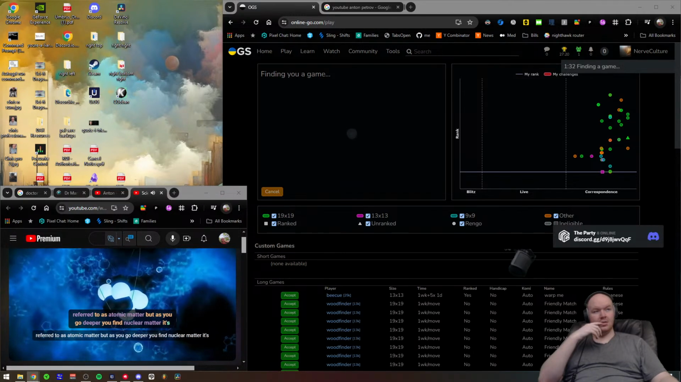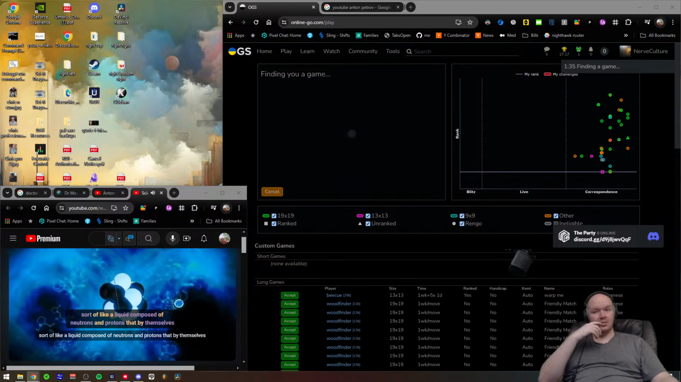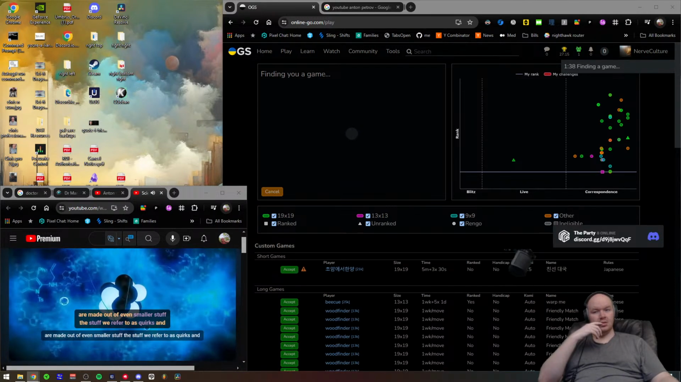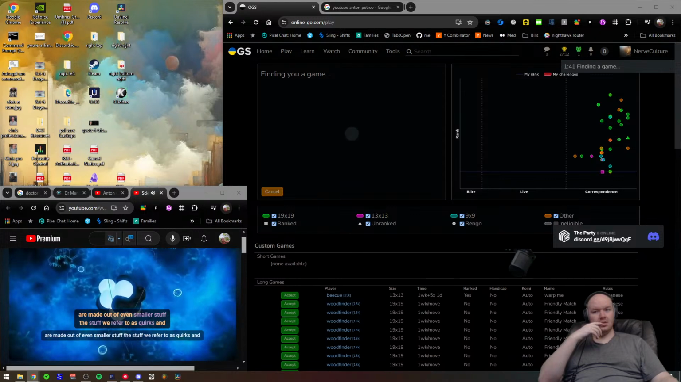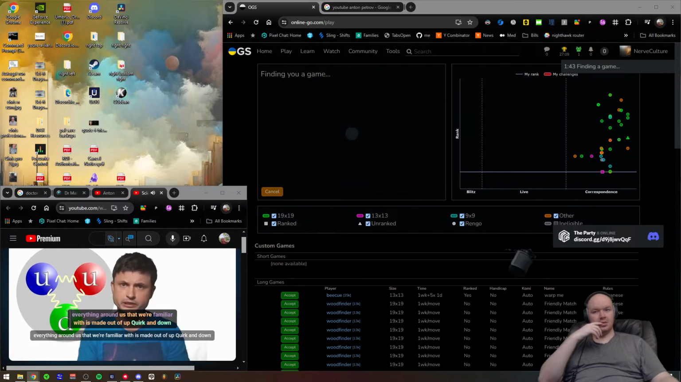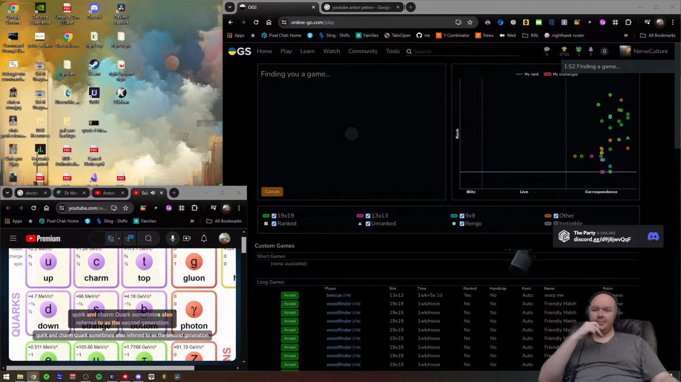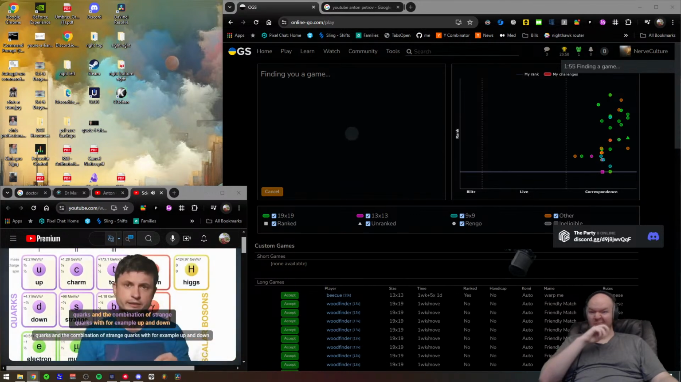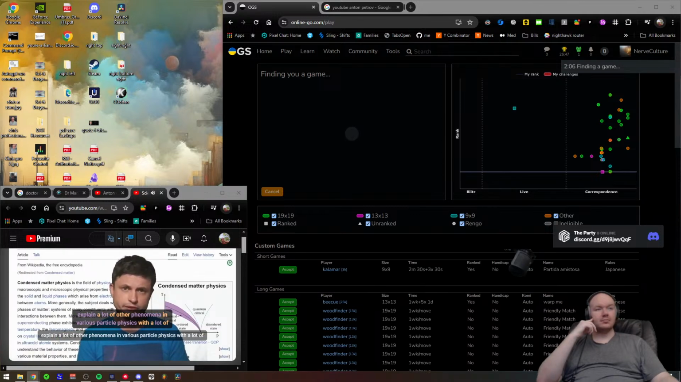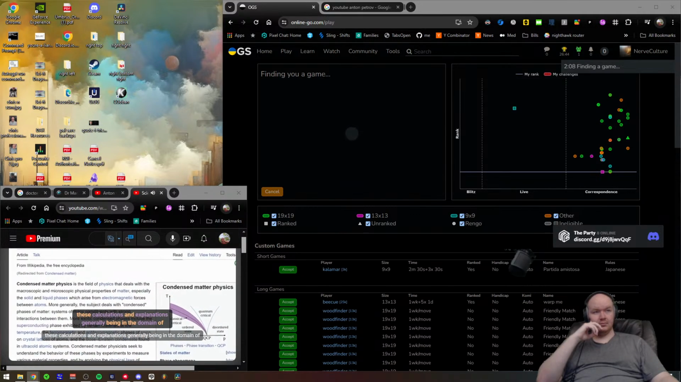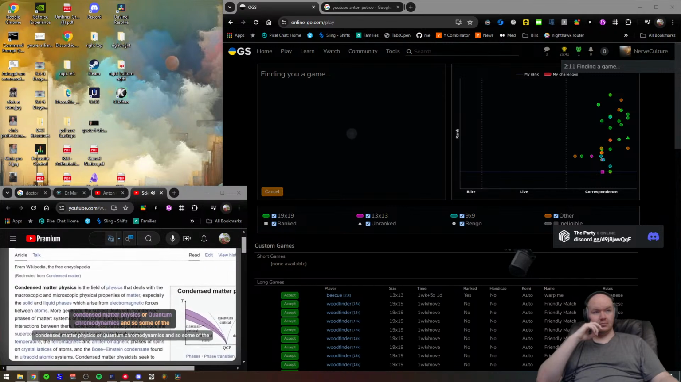But as you go deeper you find nuclear matter. It's sort of like a liquid composed of neutrons and protons that by themselves are made out of even smaller stuff, the stuff we refer to as quarks. And everything around us that we're familiar with is made out of up quark and down quark. But there are obviously other quarks. Specifically, there are strange quark and charm quark, sometimes also referred to as the second generation quarks. And the combination of strange quarks with, for example, up and down quarks starts to produce other subatomic particles which have been used to explain a lot of other phenomena in various particle physics, with a lot of these calculations and explanations generally being in the domain of condensed matter physics or quantum chromodynamics.